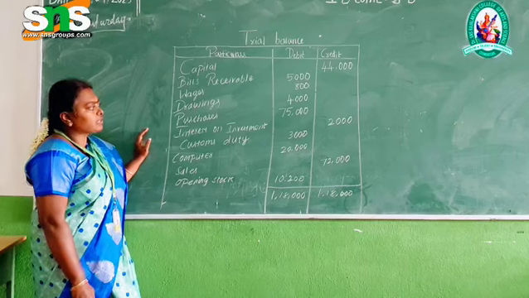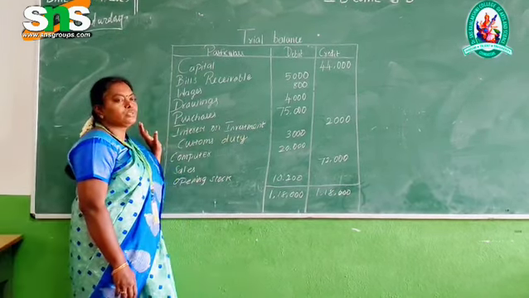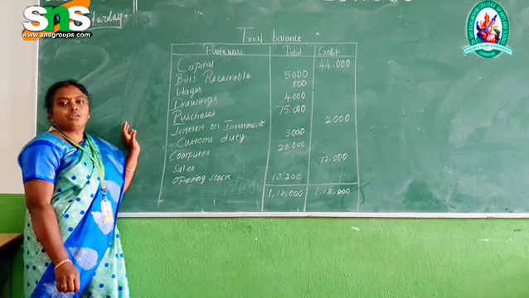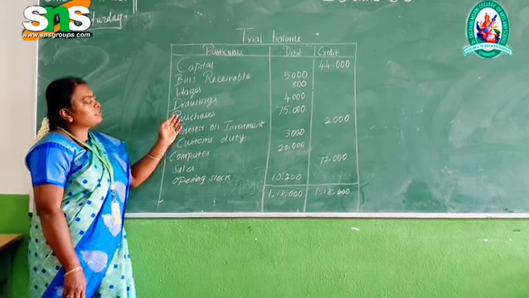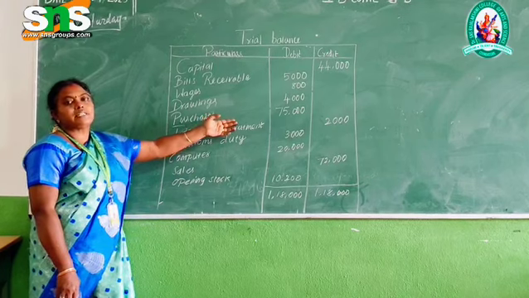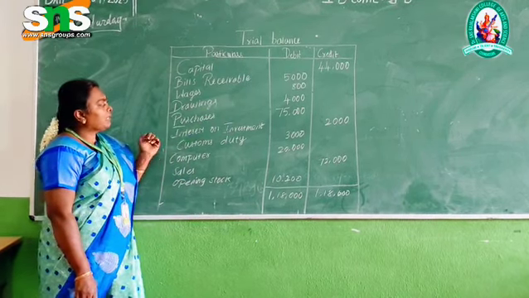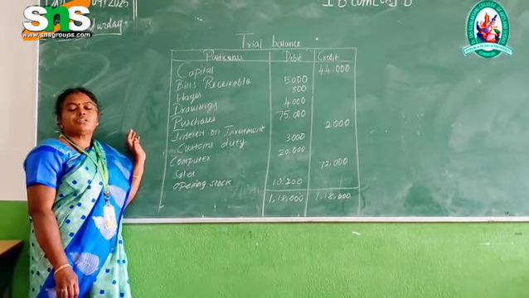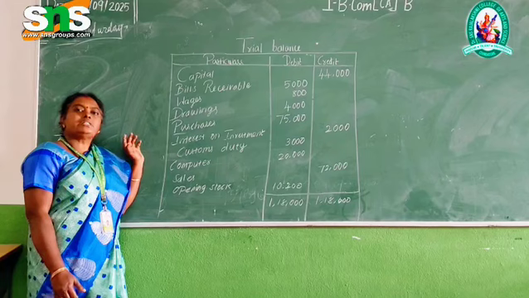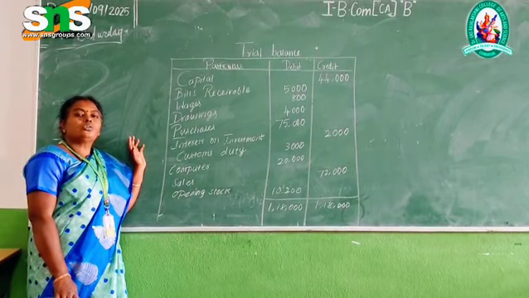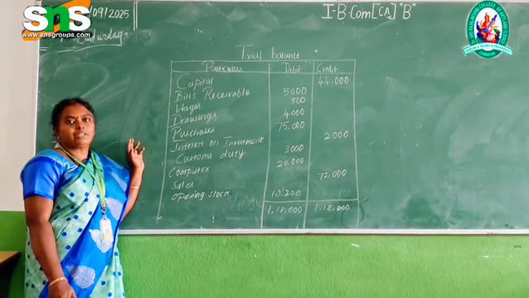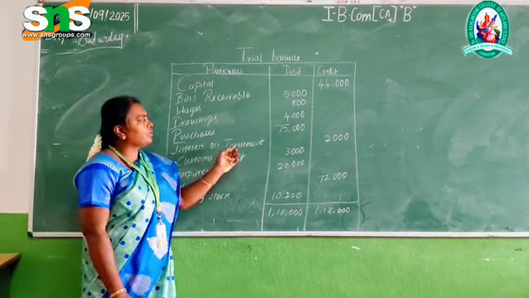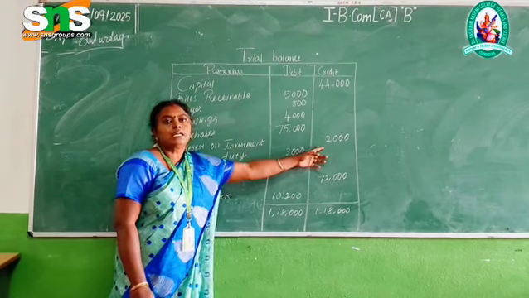The next one is purchase. Purchase, rupees 75,000. We can say that purchase comes on the debit side, sales comes on the credit side. So this purchase of 75,000 rupees is an expense for the company. The next one is interest on investment. The manufacturer is investing some amount in another business, and out of that business he is earning some interest. So it is an income for the business. So we put the interest on investment, which is 2,000, on the credit side.